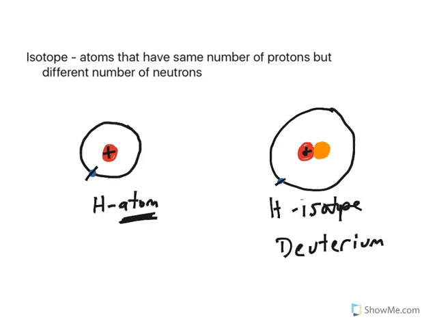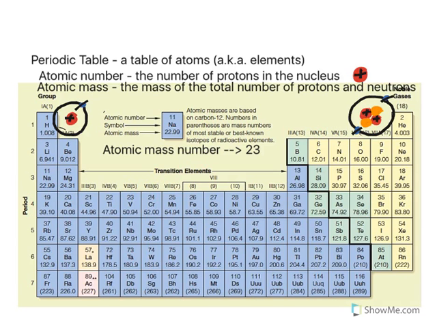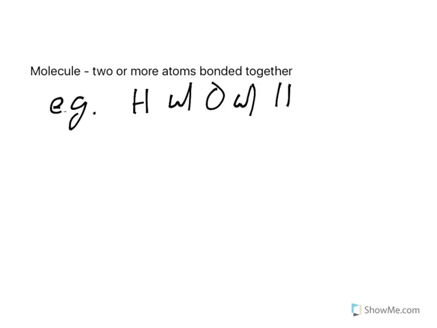Now what happens when you combine atoms from the periodic table? Let's say you wanted to bind a hydrogen atom with an oxygen atom, and let's put in an extra hydrogen atom in there as well. What would you get? Well, you would get a molecule. A molecule is two or more atoms bonded together. And in this particular example, we wanted to combine a hydrogen atom with an oxygen atom with another hydrogen atom.